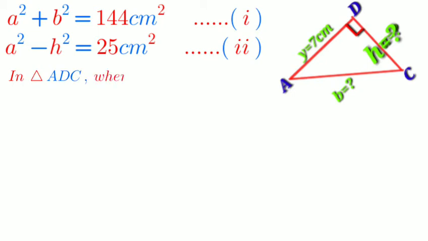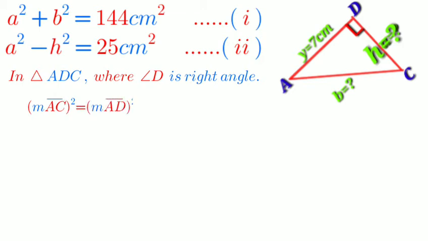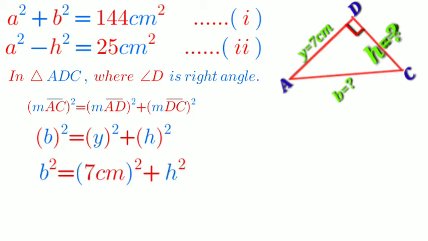Again we take a triangle ADC where D is also a right angle. By using the Pythagoras theorem, side AC square is equal to side AD square plus side DC square. It can also be written as B square is equal to Y square plus H square.